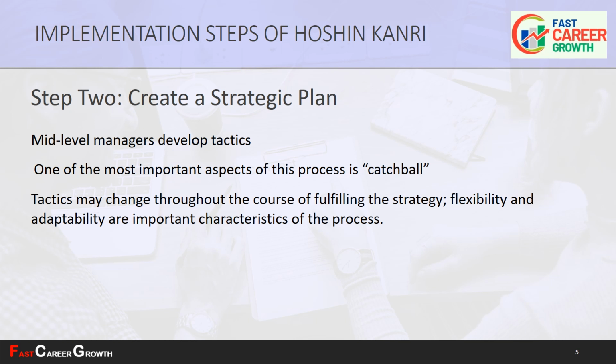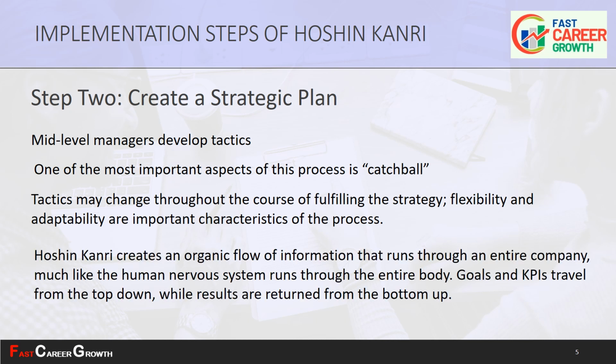Hoshin Kanri creates an organic flow of information that runs through an entire company, much like the human nervous system runs through the entire body. Goals and KPIs travel from the top down, while results are returned from the bottom up.